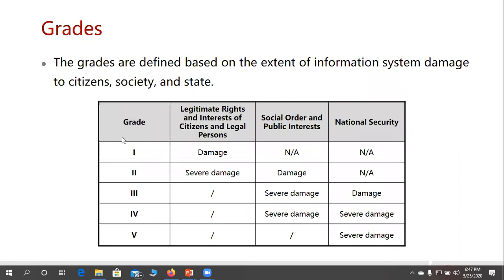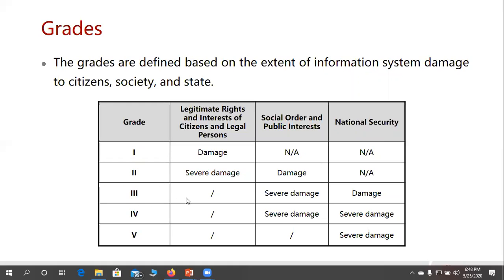So when you look at grade 1, it damages only the legitimate rights and interests of citizens. It doesn't apply to social order and national security. In grade 2, there is severe damage to legitimate rights and just a damage to social order, but not a damage to national security.